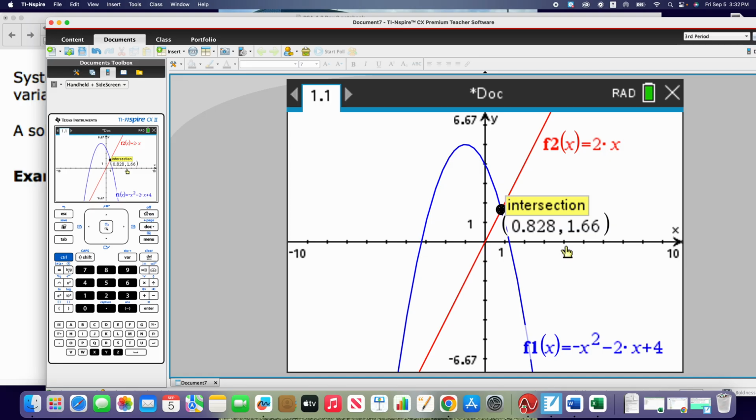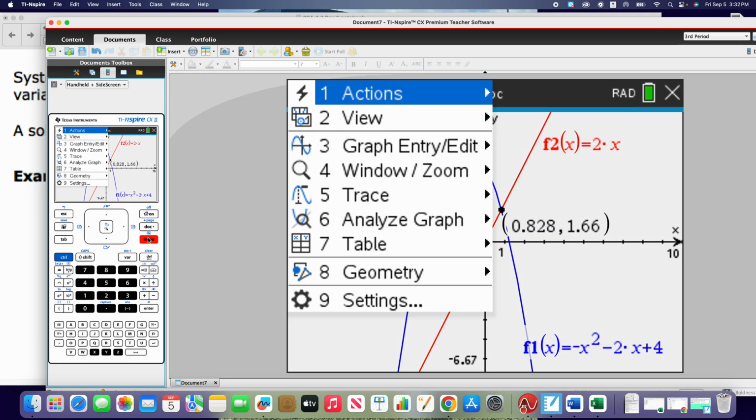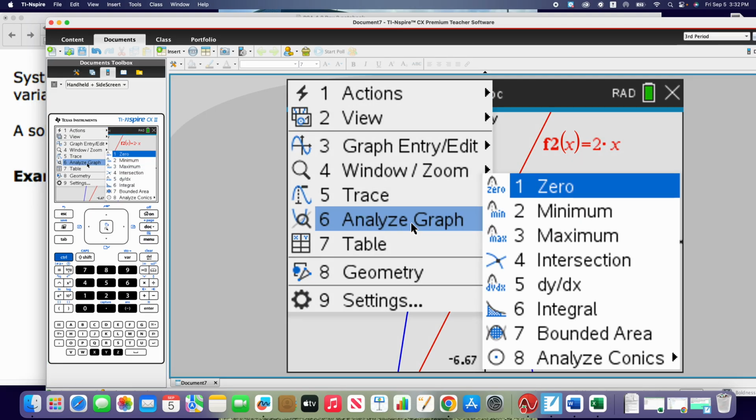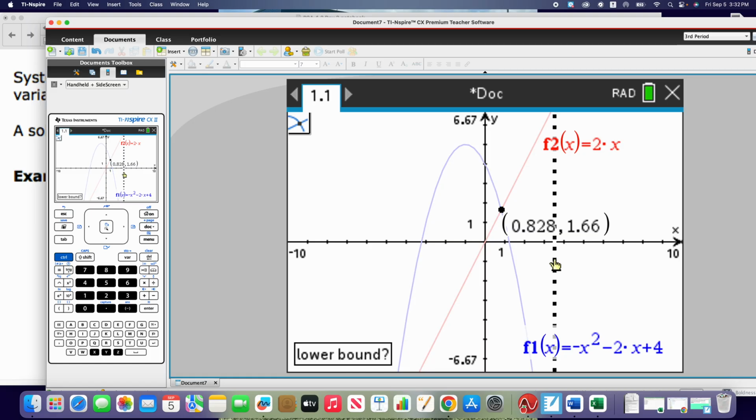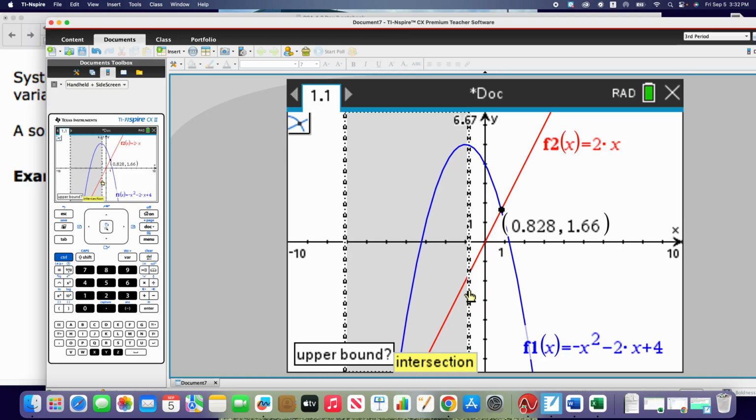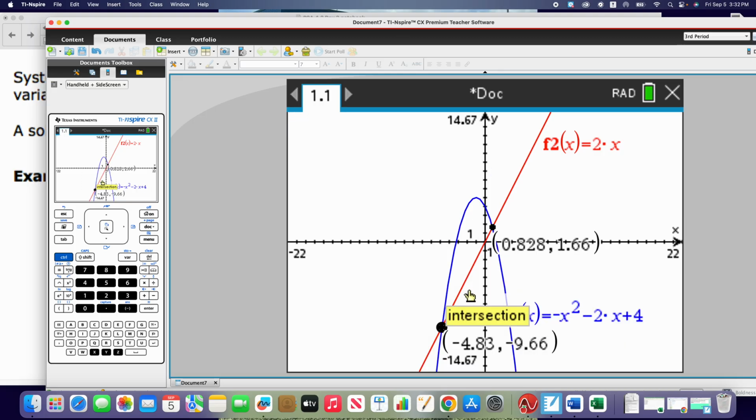I'm going to go back to the same thing again. I'm going to go menu. I'm going to go analyze graph. And I'm going to find intersection again. I'm going to now scroll over here to the left and to the right. And it kind of resizes the window for me. I got negative 4.83 and I got negative 9.66. Okay. So there are those two answers. So on this one, it was a two-answer situation. I've got both of those there.